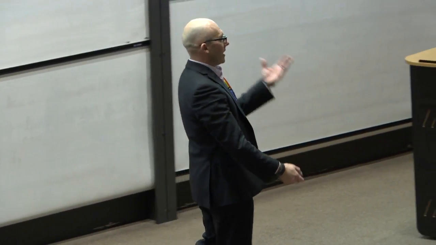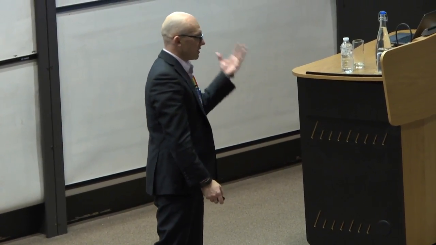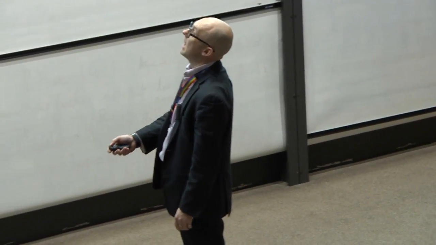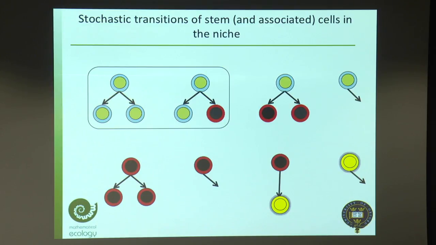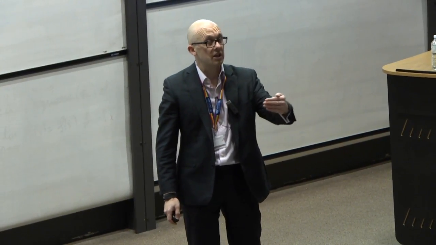So what we can do is stylize it. We go from that really complicated bit of biology to something that I could just write out as a schematic diagram. So basically, we're thinking about transitions. How do these stem cells give rise to new stem cells? How do they give rise to progenitor cells? And how do those progenitor cells give rise to those myeloid cells, the red blood cells or white blood cells?